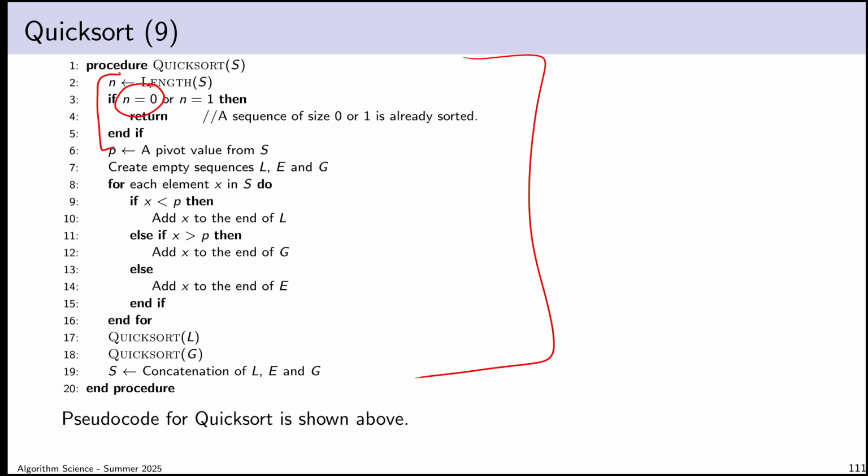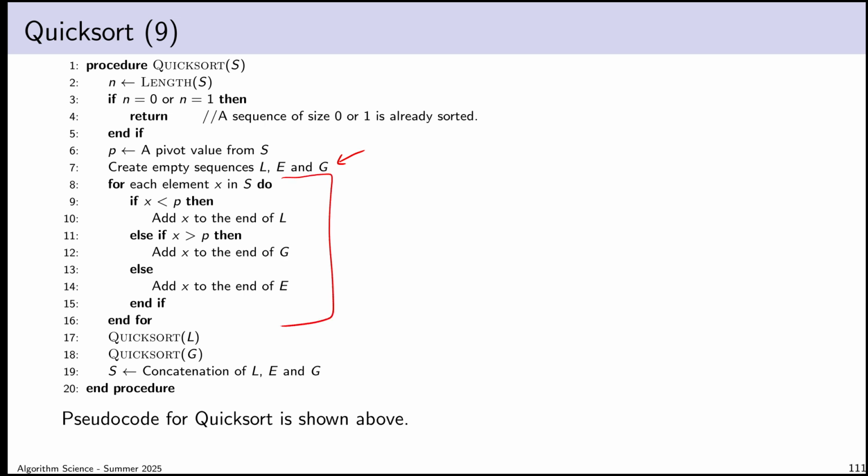So that's easy. Otherwise, I choose a pivot value. That's oddly vague. Okay, I choose a pivot value somehow, and then once I have the pivot, I create 3 empty sequences. Here is my partitioning step. I just look at every element in my sequence S. I add it to either L or G, or if it's equal to the pivot, I add it to E.